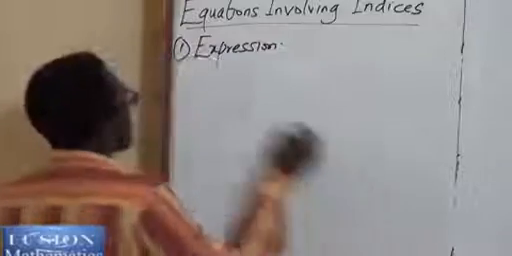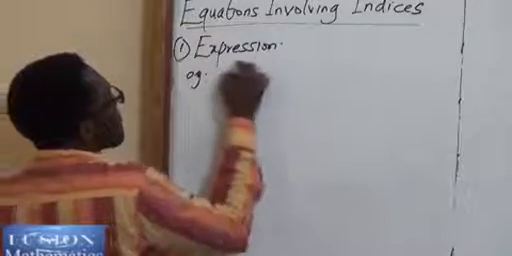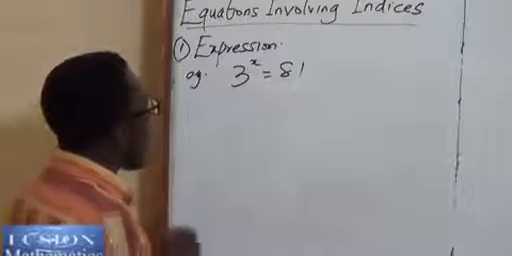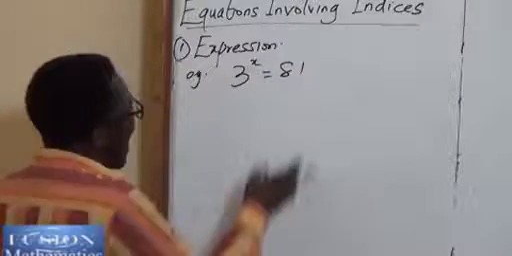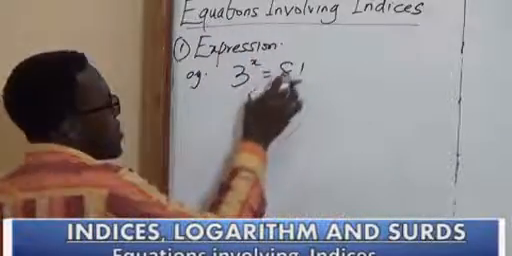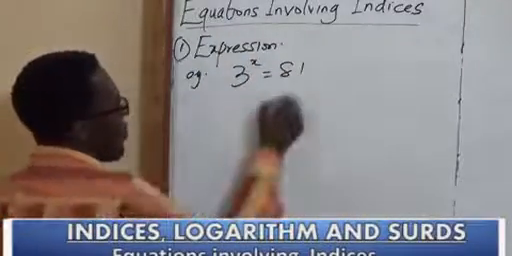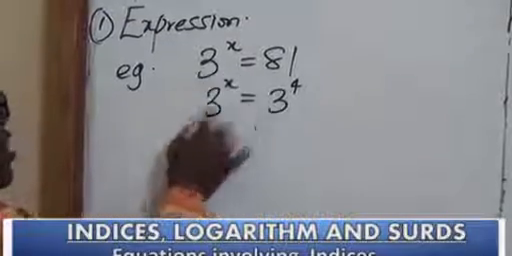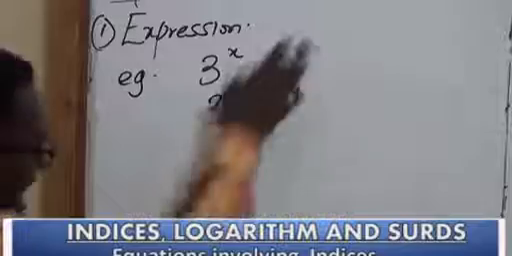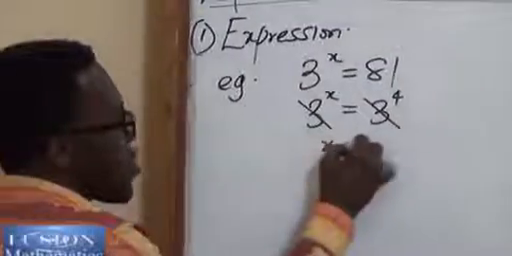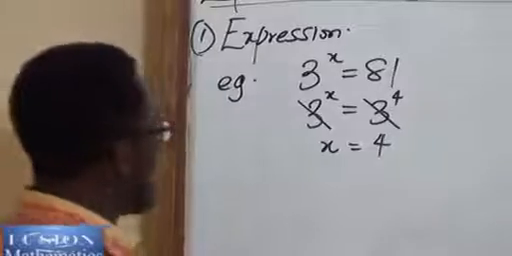Given for instance, if we have 3^x equals 81, for it to have the same base, we have to change this to 3 raised to the power of a number that will be equal to 81. And what is that number? That will be 3 raised to the power 4. So they have the same base carrying the power. So these bases will cancel themselves as we have x equals 4, solving the equation.